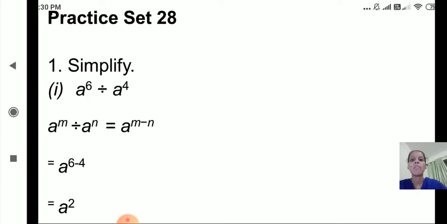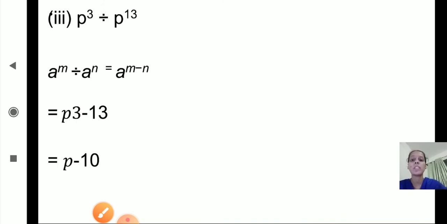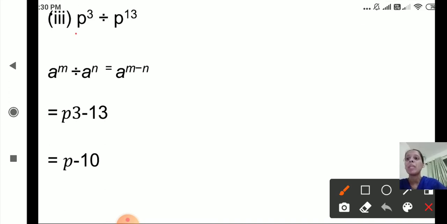Now we'll move to the next sum, that is the third one. Second one is for homework. So p raised to 3 divided by p raised to 13. Again the same, first we'll write down the formula, a raised to m divided by a raised to n. What is the formula? A raised to m minus n. The base is same, the index we will subtract. So what is the base here? P, right? So we'll write down p.